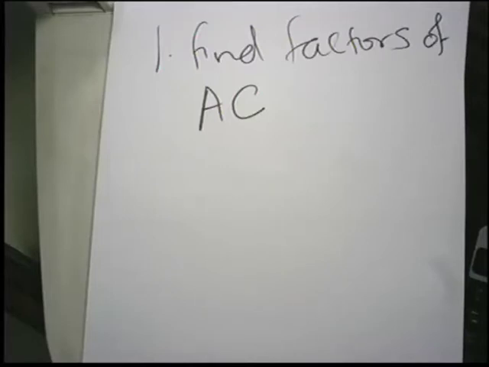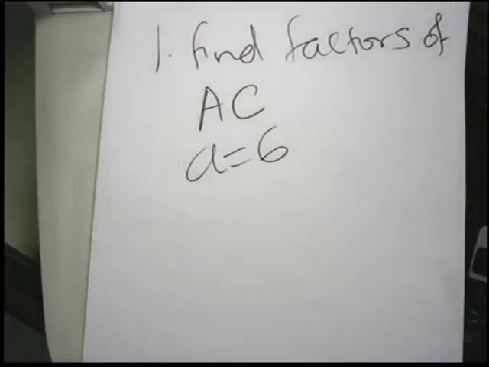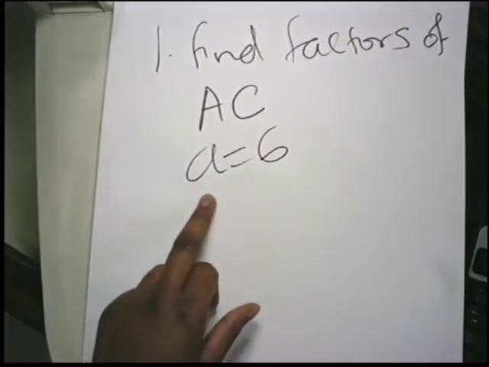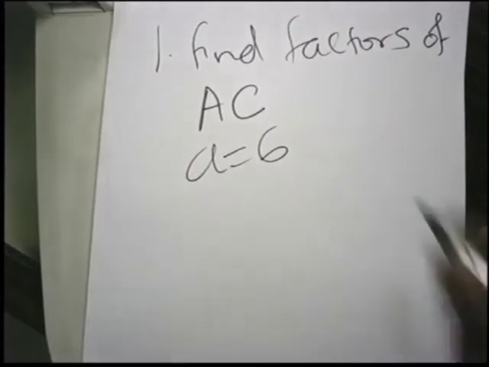Let's look at an example. We have 6x squared plus 5x minus 6, which is equal to 0. Our A there is equal to 6, and that 6 is greater than 1, isn't it?